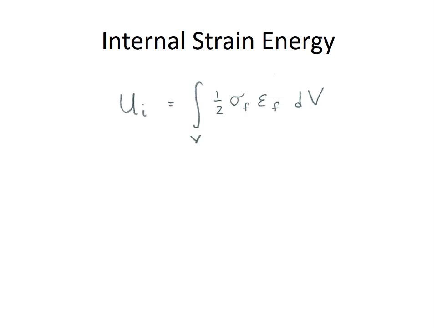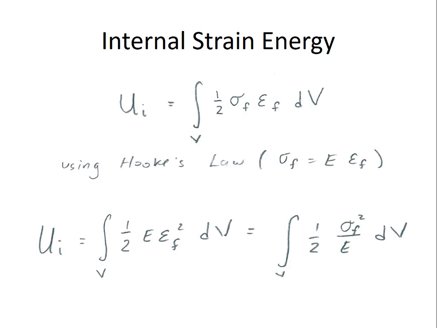Before we do that, we'll look at various ways of writing this expression in terms of either sigma or epsilon. So recall Hooke's law, sigma equals E epsilon. And if I make the substitution for sigma directly, I get the first expression. If I solve Hooke's law for epsilon and substitute for epsilon, I get the second expression. The second expression will be a little bit more convenient for our needs today.